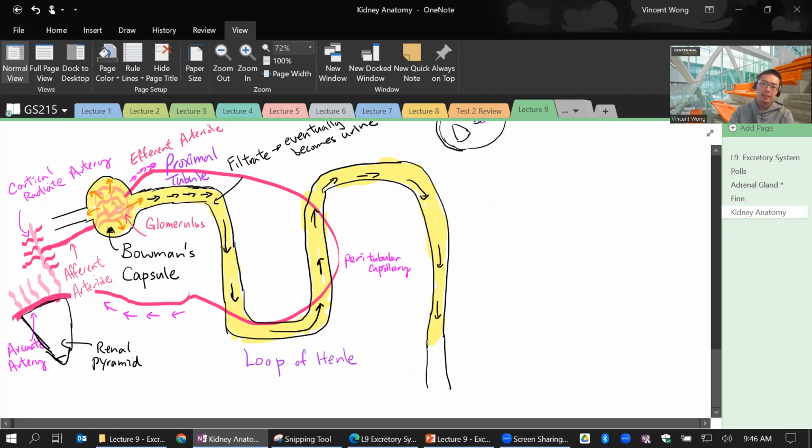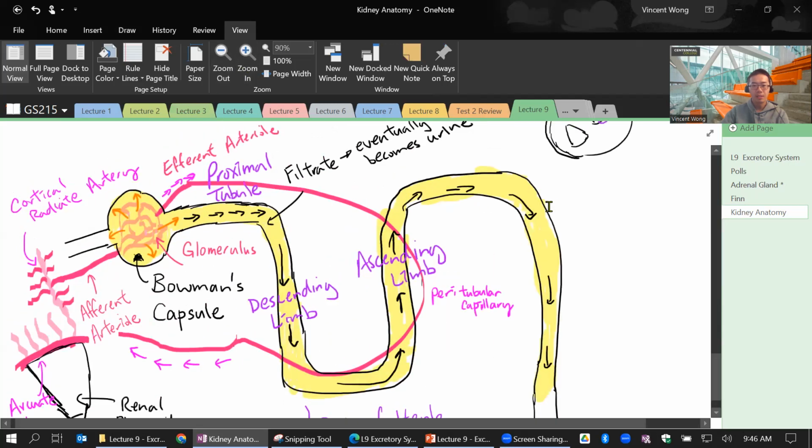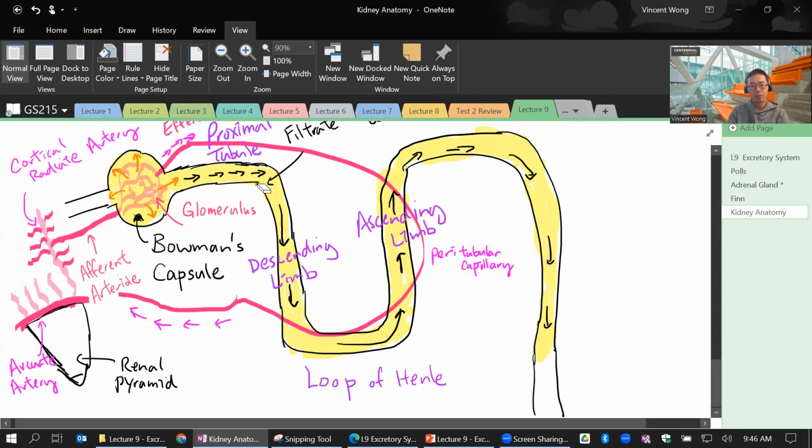Loop of Henle. And we have the descending limb, as well as the ascending limb. And they do different things. Let me zoom in for you. Okay, so together, the descending limb and the ascending limb form the loop of Henle.